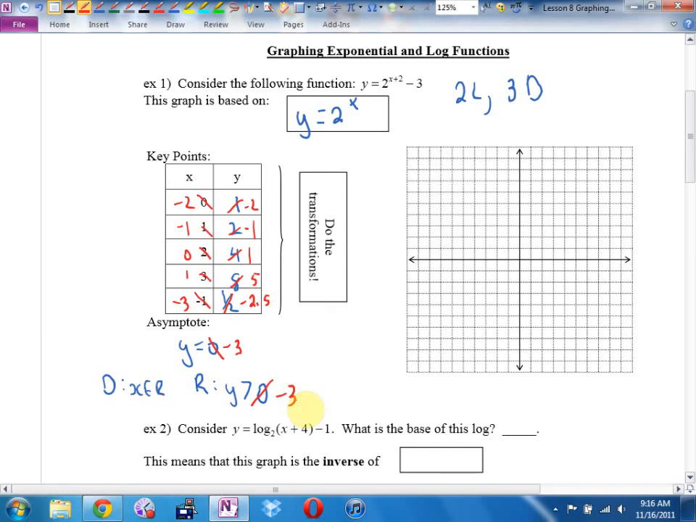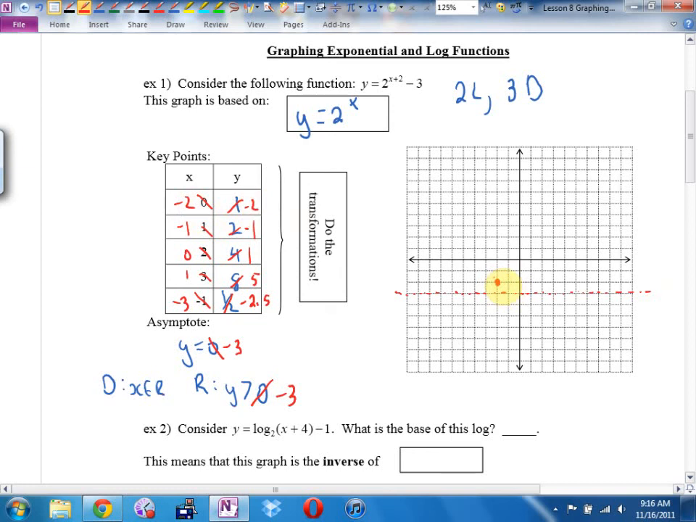Now let's graph this. I always graph the asymptote first. The asymptote is not y equals 0. The asymptote is y equals negative 3. That's a horizontal line, negative 3. So far, so good. And then it looks like this graph is going to go through negative 2, negative 2, right there.